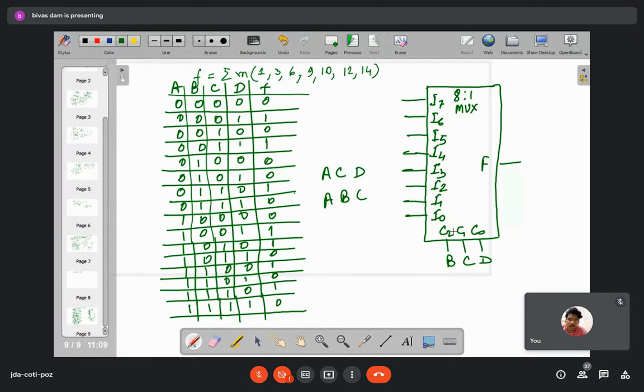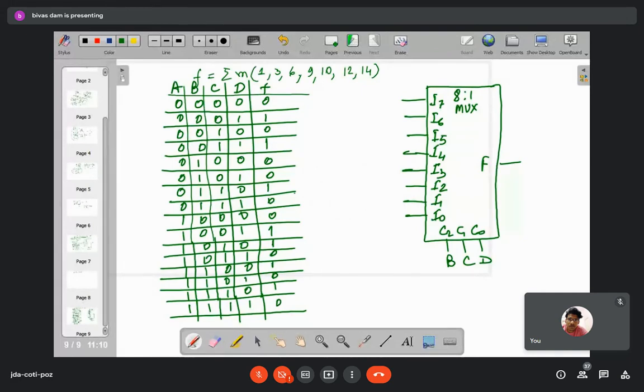So এই input variable গুলোর মধ্যে যে order of significance, that same order they must get connected to the control input lines. So as we are now going for BCD to be the 3 control inputs, B must come to C2, C must come to C1, and D must come to C0, because amongst the BCD, D is the least significant input variable and B is the most significant. Okay, is it clear? Yes, sir.